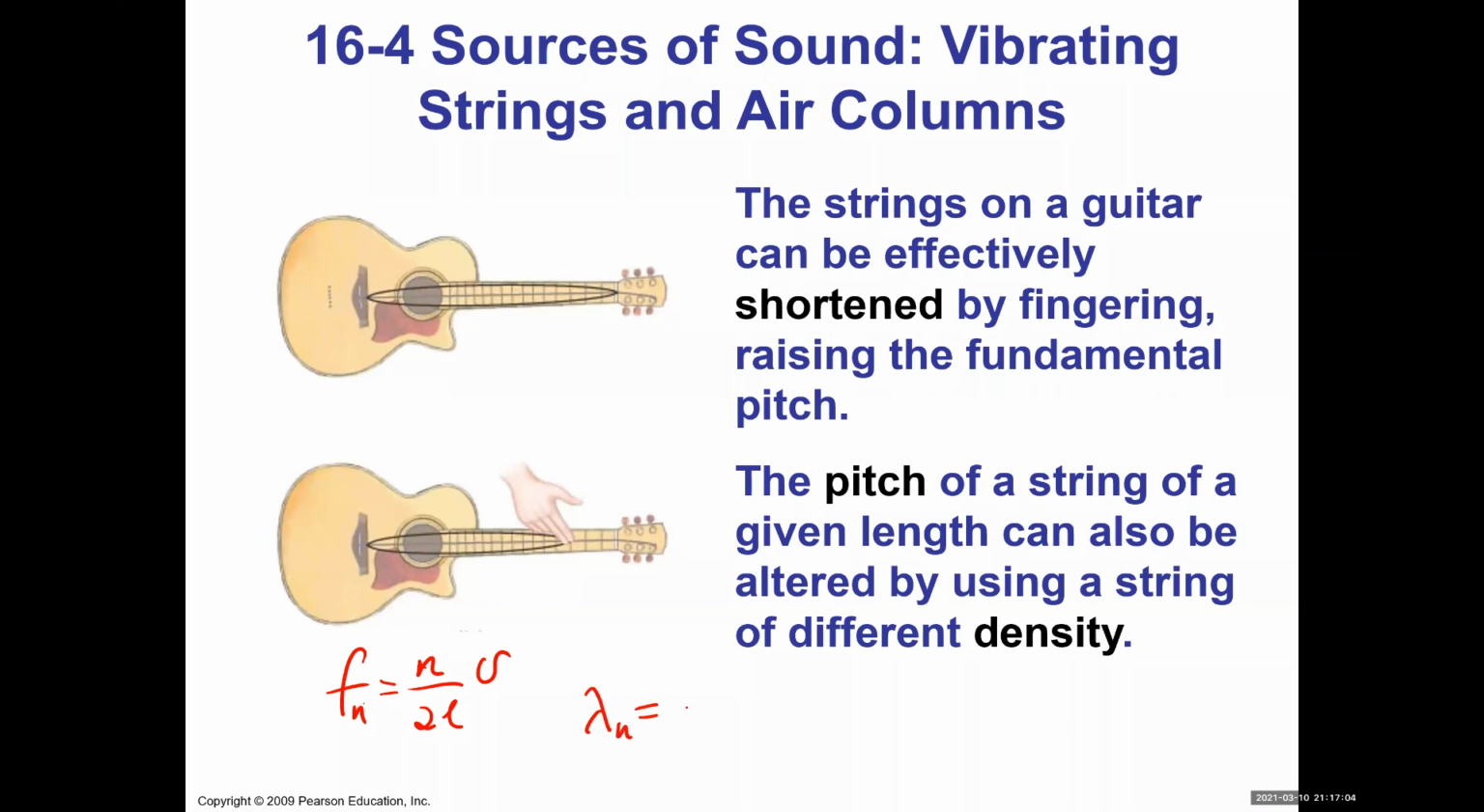Same with the wavelength, lambda. It's 2L over n. You're changing the length, you're changing the wavelength. So those are the things. That means you can technically use this technique to affect the L directly.